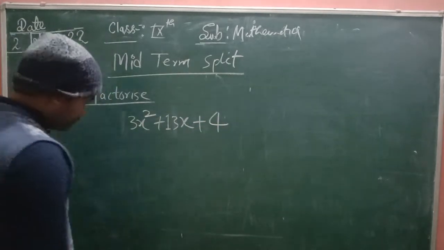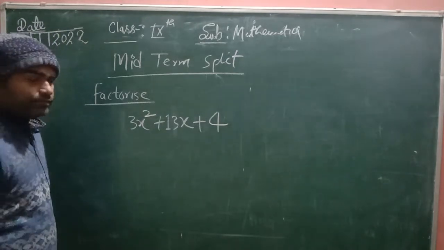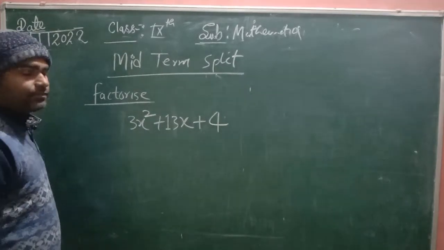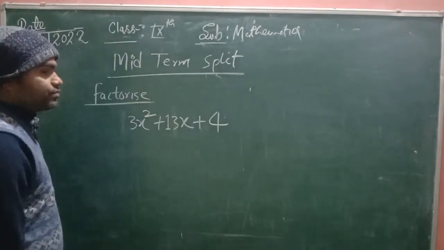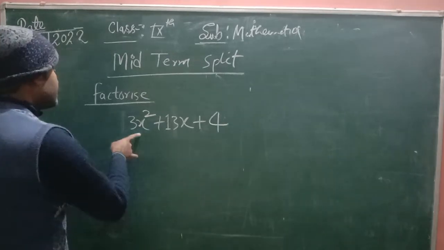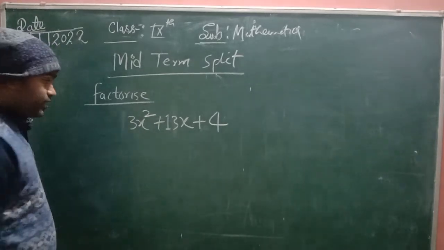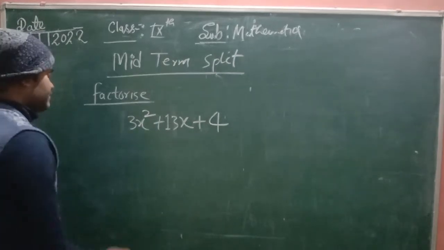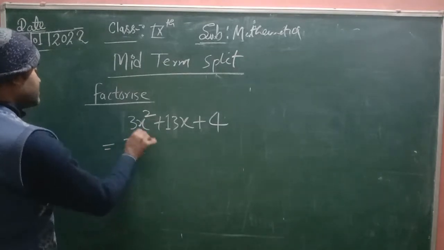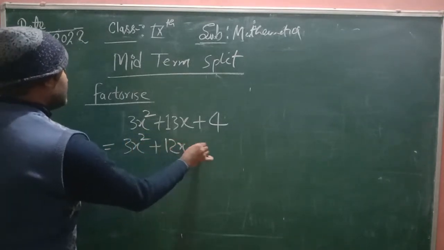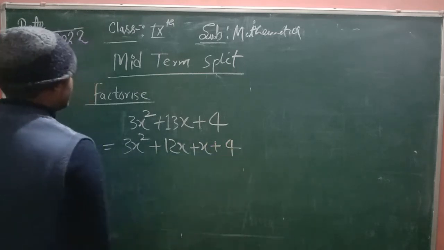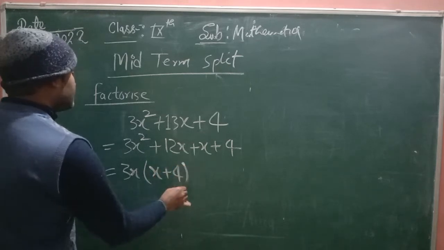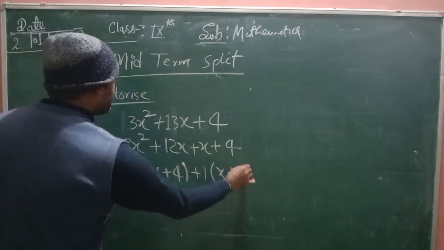Now 4 is 3 times 12, and the factors of 12 with sum 13 are 12 and 1. It is easy to get the factors which are near the multiplication of both these two. 12 and 1 is 13. So the expression will be 3x square plus 12x plus x plus 4. 3x common: x plus 4, 1 common: x plus 4.